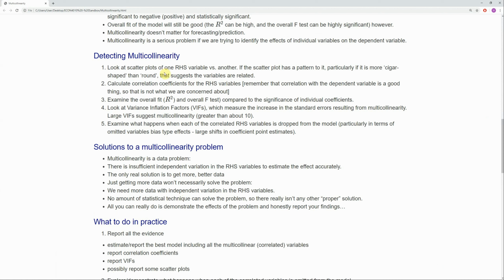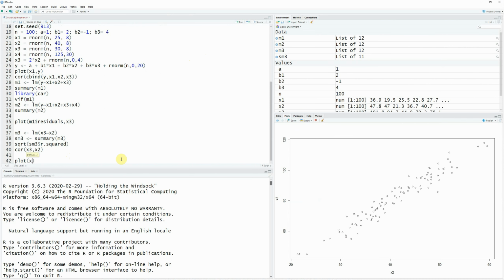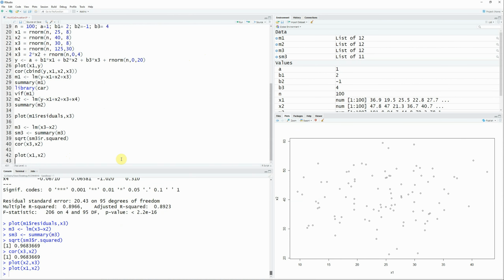So when you use the scatter plot, just like it said here, you can see that cigar shape rather than the round look. Between those two variables, when we plotted x1, x2, we get that cigar shape, because x1 and x3 were correlated. But let's plot x1 and x2 that are not correlated, and we're going to get a more circle shape, or a scatter shape that doesn't show any pattern.